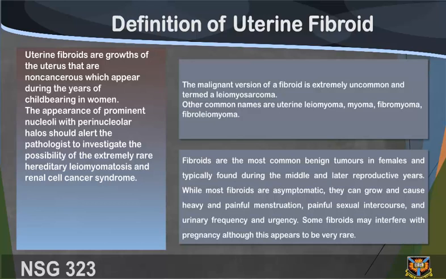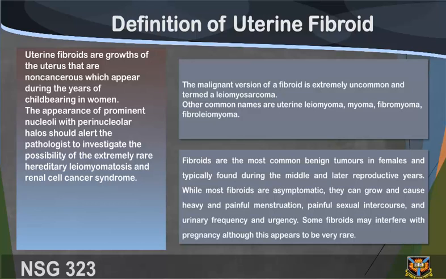The appearance of prominent nucleoli with perinucleolar halos should alert the pathologist to investigate the possibility of the extremely rare hereditary leiomyomatosis and renal cell cancer syndrome. The malignant version of a fibroid is extremely uncommon and termed a leiomyosarcoma. Other common names are uterine leiomyoma, myoma, fibromyoma, fibroleiomyoma. Fibroids are the most common benign tumors in females and are typically found during the middle and later reproductive years.